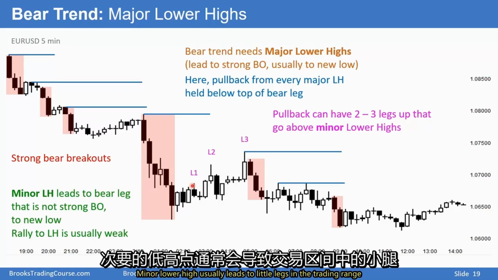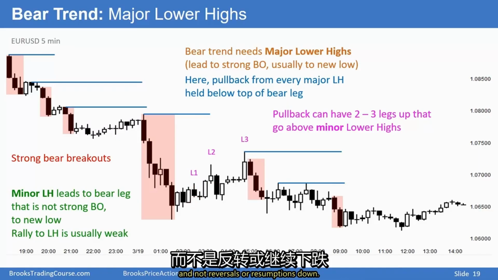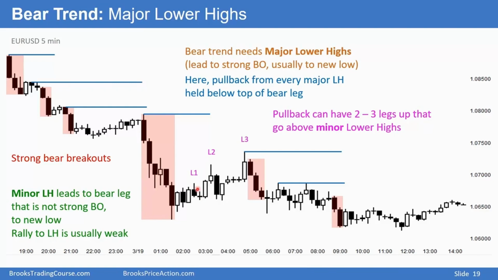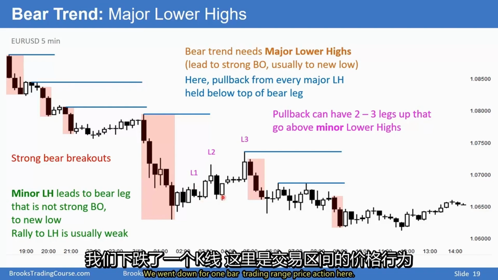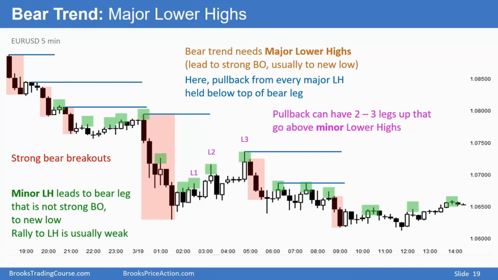Minor lower high usually leads to little legs in a trading range and not reversals or resumptions down. And then we went down for 1 bar and then trading range price action here.